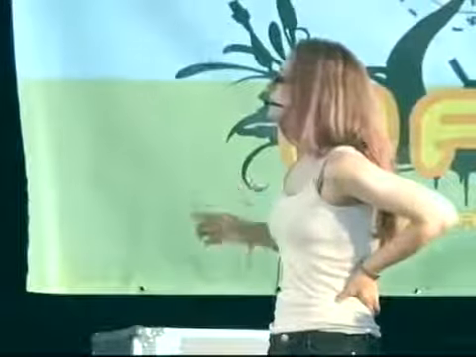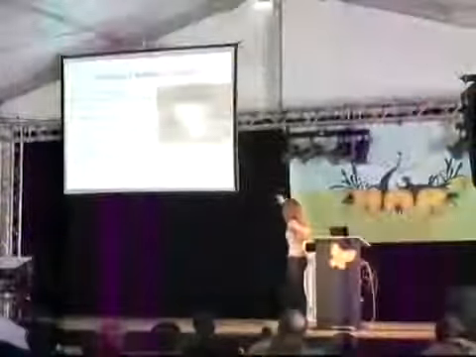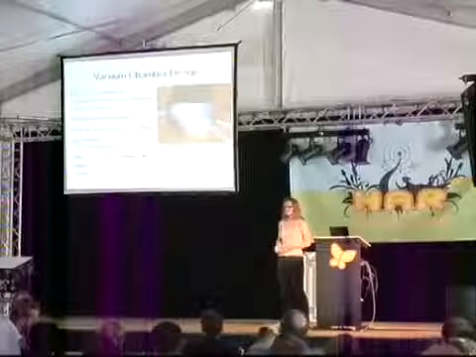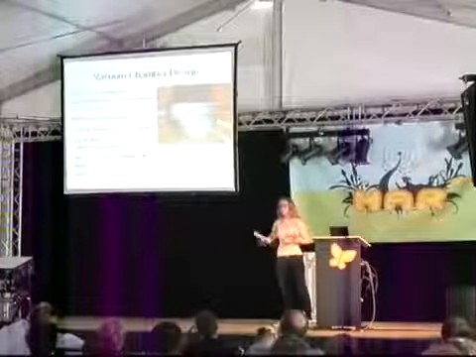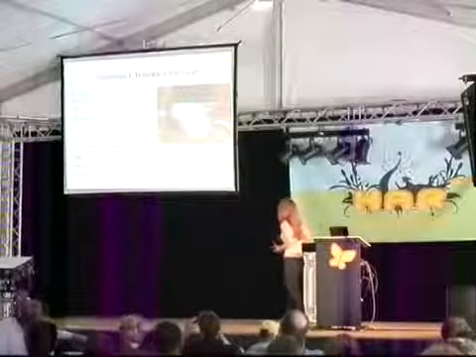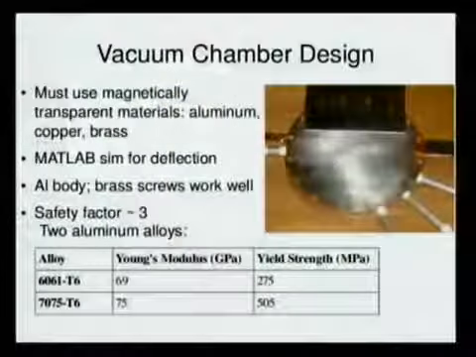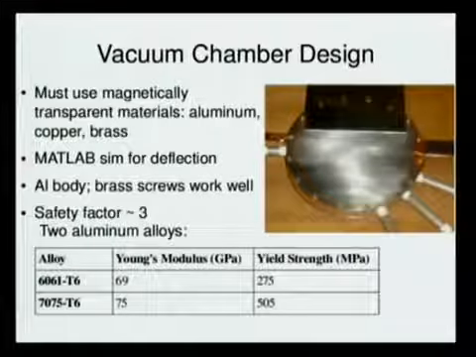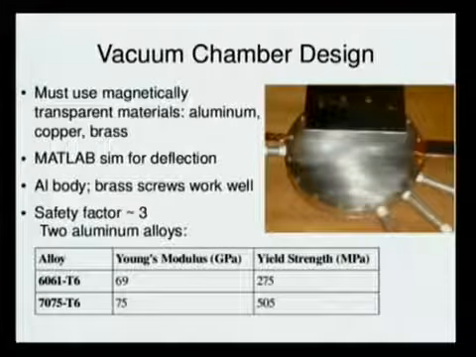It works well to do an aluminum body and then brass bolt holes through it. Just from experience, aluminum screws don't work or exist at these pressures. Now, safety factor is another thing to consider. I feel like such a mechanical engineer talking about this here.